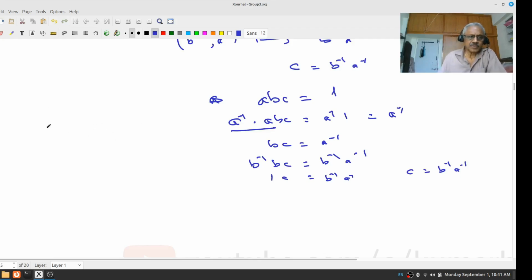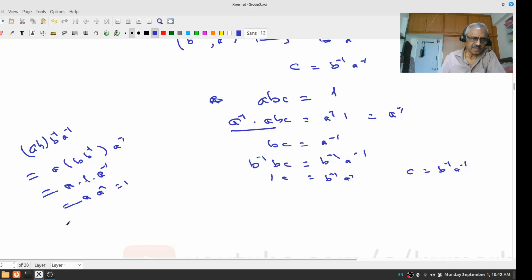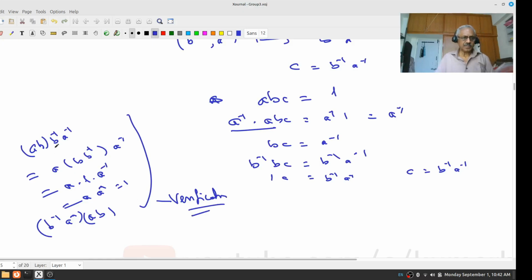Typically, the textbook will say do this: AB into B inverse A inverse. By associativity it is A into B inverse A inverse. But this is A into 1 into A inverse. That is A into A inverse, which is identity. Similarly, B inverse A inverse into AB. So this is verification. Somebody told you this is the inverse and you checked it is the inverse. But here we found out the inverse. We found out the expression for the inverse. Do you understand the difference? Pause, review, proceed.